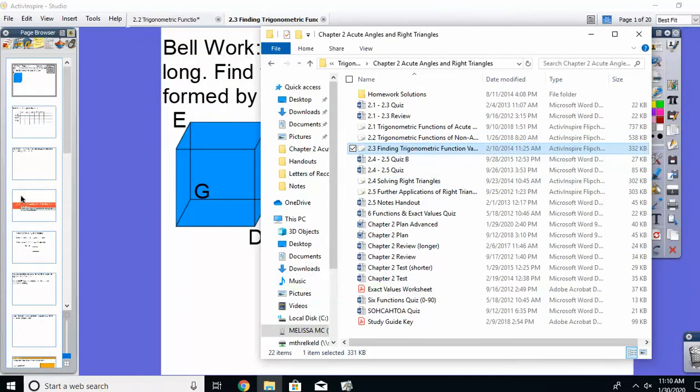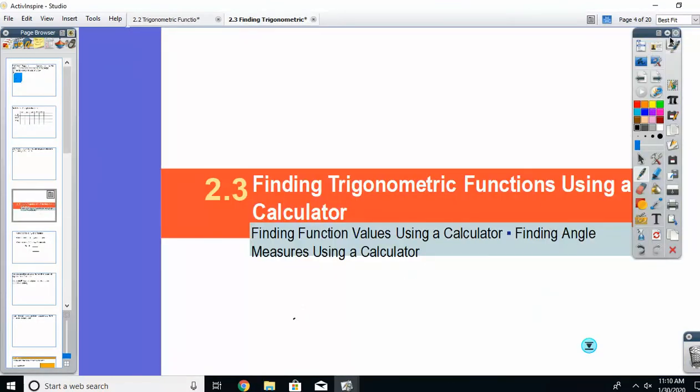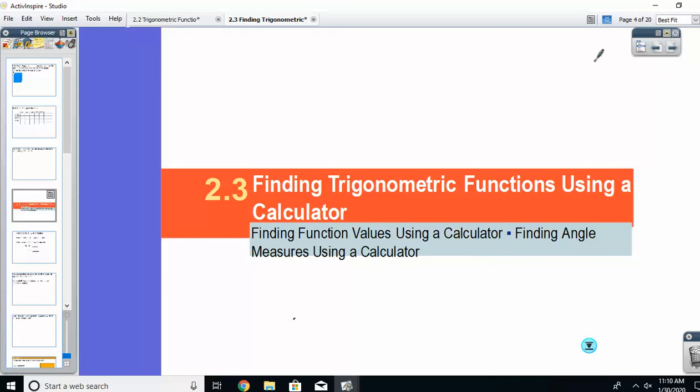Everybody needs a calculator for this. So our common functions, we have our hand trick for. Everything else, it still has a value, it's just not nice. Like if I want the sine of 21 degrees. It has a value, but not one that we are going to memorize. So we have to be able to use our calculators for those.